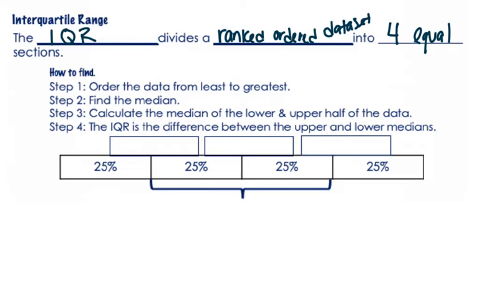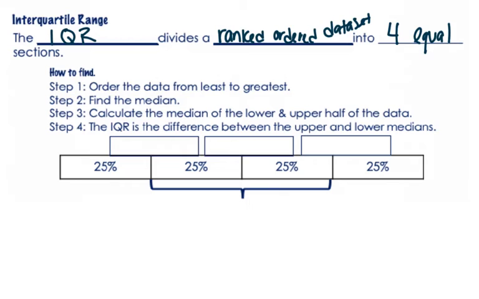Step 1, you're going to order the data from least to greatest. Step 2, you're going to find the median, which is the middle number. Step 3, you're going to calculate the median of the lower and upper half of the data. Step 4, the IQR is the difference between the upper and lower medians.